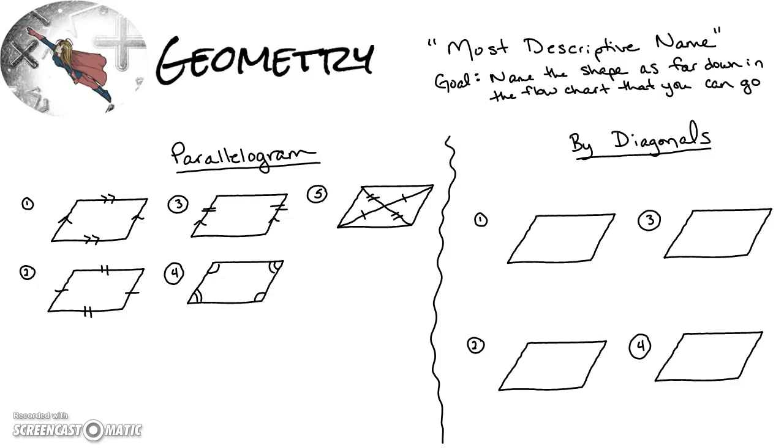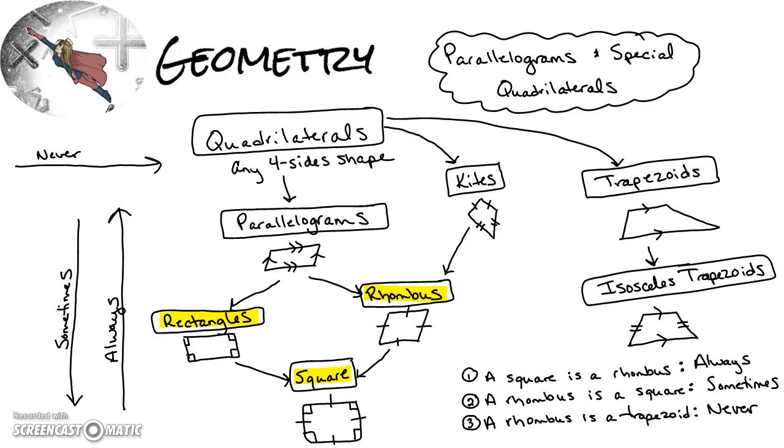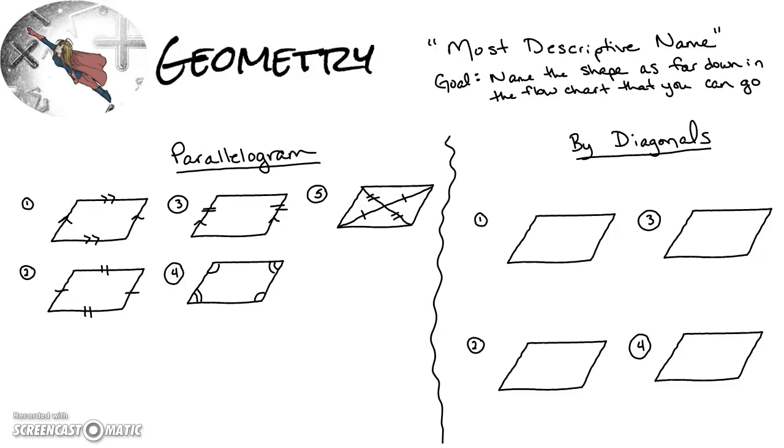So for example, if we look back at the flowchart, if all they said was that opposite sides were parallel, both pairs of opposite sides, the farthest down in my chart that I can go is parallelogram. Because if I go all the way down to square, it might not necessarily be a square if just both pairs of opposite sides are parallel. But we know for sure that it would be a parallelogram. So the lowest we can go in the flowchart without it being sometimes false, that's the most descriptive name.